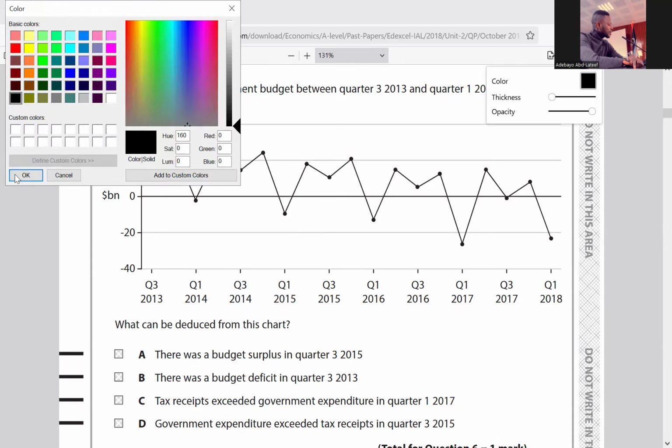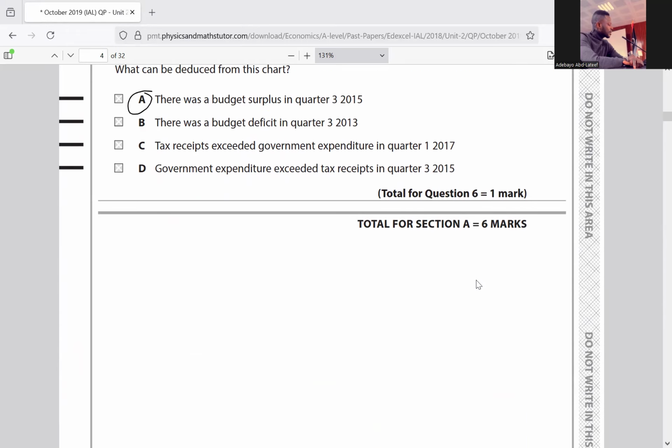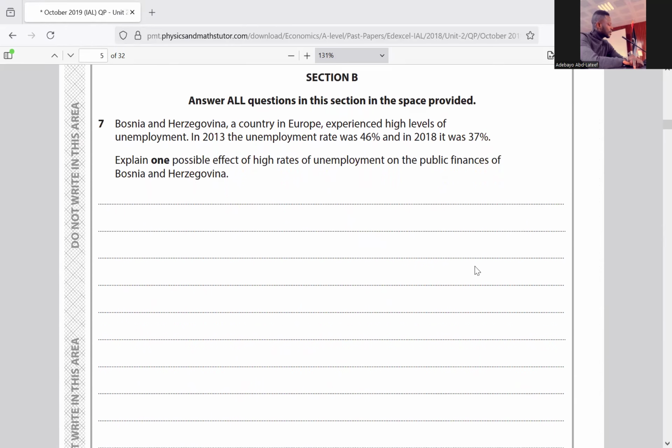Question 6, A. So we go to question 7. They said Bosnia, a country in Europe, experienced high levels of unemployment. In 2013, the unemployment rate was 46%, and in 2018, it was 37%. Explain one possible effect of high rates of unemployment on the public finances of Bosnia.